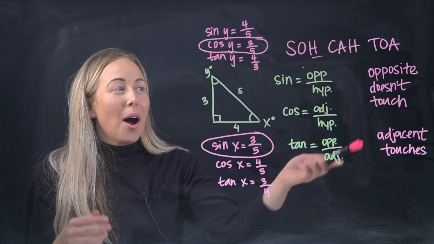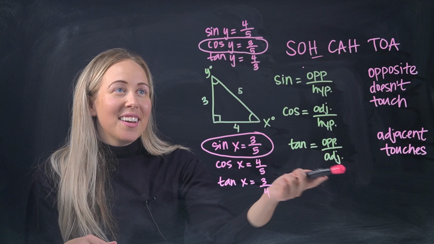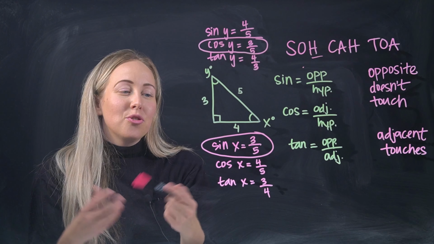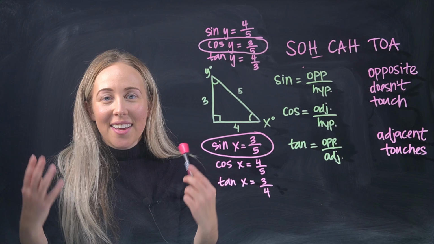So again, opposite side doesn't touch, adjacent side touches, SOH CAH TOA. Draw it out, label them. You're going to ace this test.